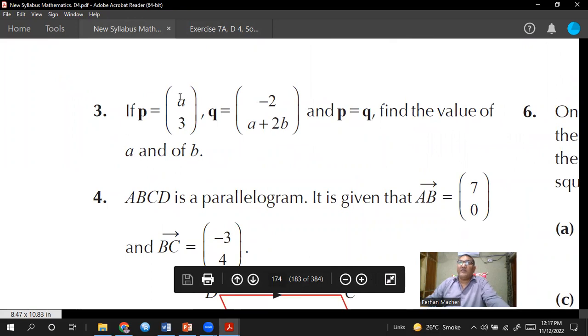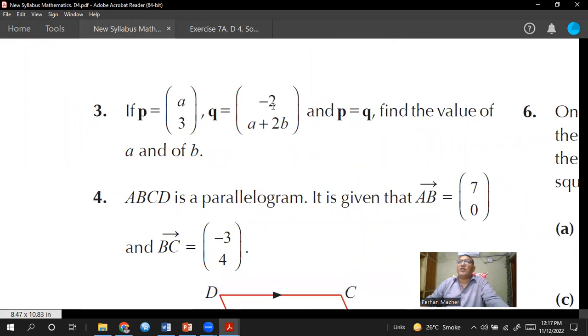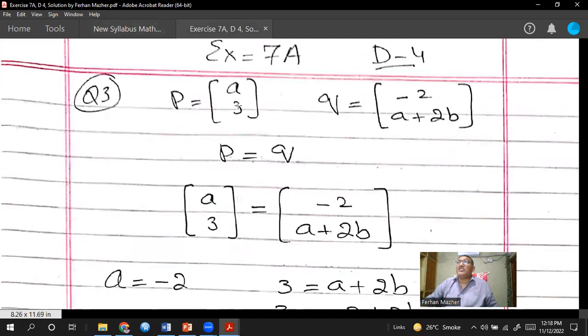He says, if P is equal to 8 and 3, and the Q is equal to minus 2 and A plus 2B, and the P is equal to Q, because these letters are bold, that means they represent the vector. So it means that these two vectors are equal to each other. The question is, find the value of the A and the B. Because these two vectors are equal to each other, you can compare their x with the x, and their y with the y, which means A will be equal to the minus 2 and the 3 will be equal to A plus 2B. So that is the methodology.